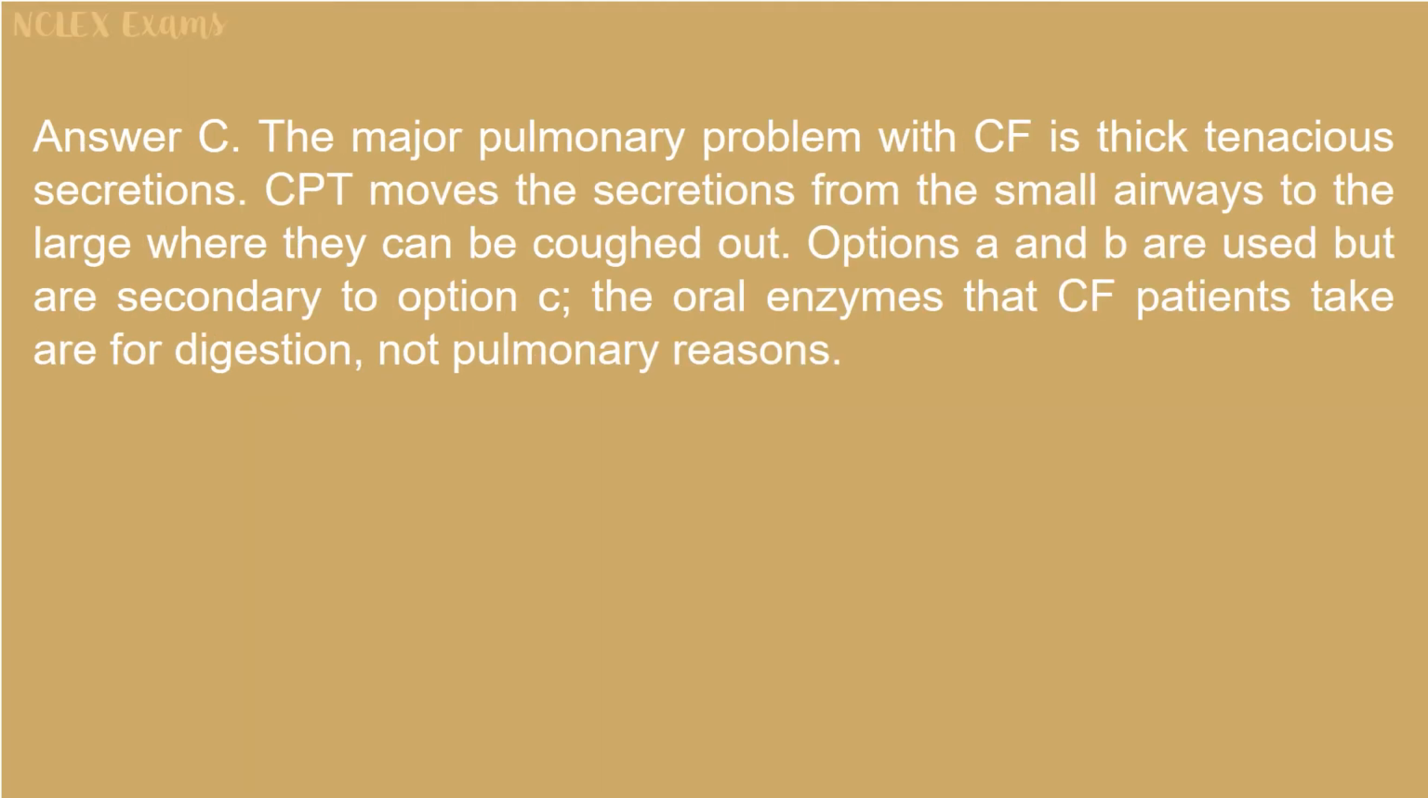Answer C. The major pulmonary problem with CF is thick, tenacious secretions. CPT moves the secretions from the small airways to the large where they can be coughed out. Options A and B are used but are secondary to option C. Option D, the oral enzymes that CF patients take, are for digestion, not pulmonary reasons.